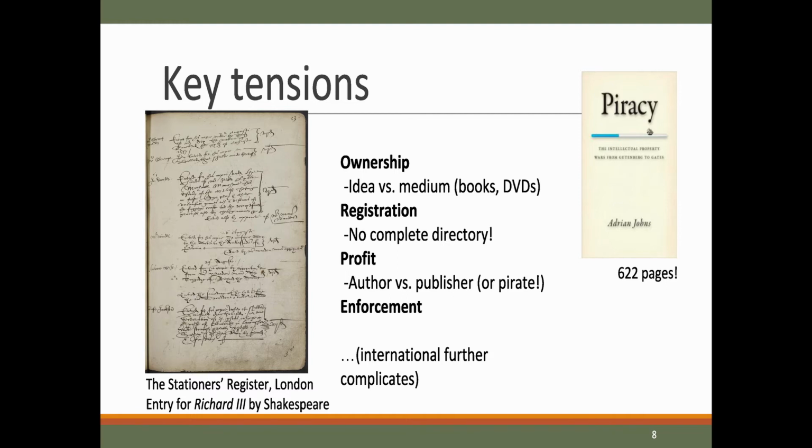This 600-page book that I read about piracy talks about how one of the problems with having a book in London is when Ireland was a separate country, they didn't care about the book. They didn't worry about it. And if they could get copies of the play, they would publish it and they would keep all the money, which raises issues of enforcement.